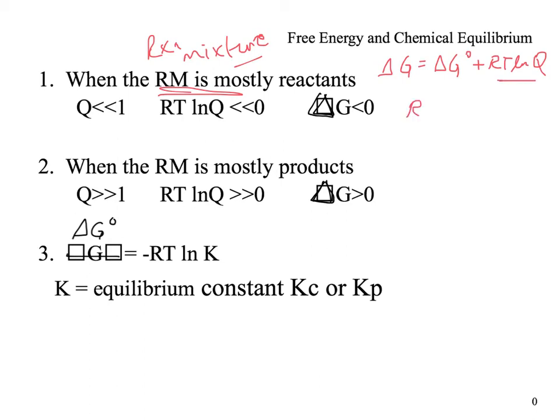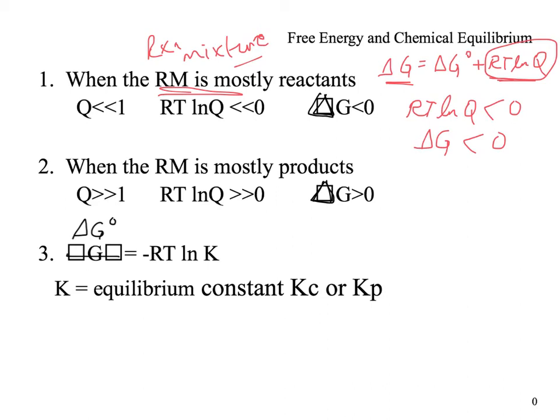That means the RT ln Q is going to be less than 0, and if this part is less than 0, then the delta G is going to be less than 0 as well. Alternatively, if the reaction mixture is mostly products, and Q is really large, then you can expect that the delta G is going to be greater than 0.